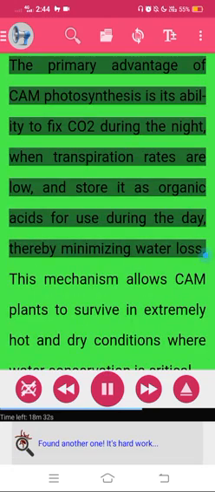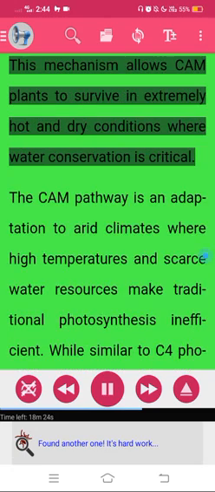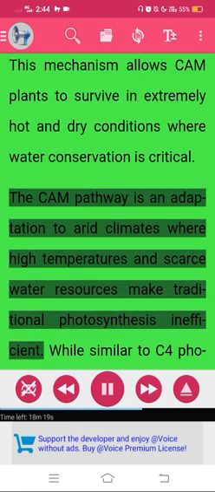The primary advantage of CAM photosynthesis is its ability to fix CO2 during the night, when transpiration rates are low, and store it as organic acids for use during the day, thereby minimizing water loss. This mechanism allows CAM plants to survive in extremely hot and dry conditions where water conservation is critical.